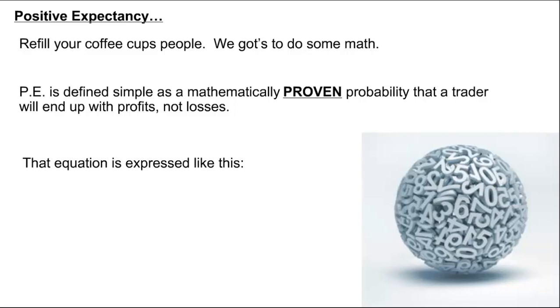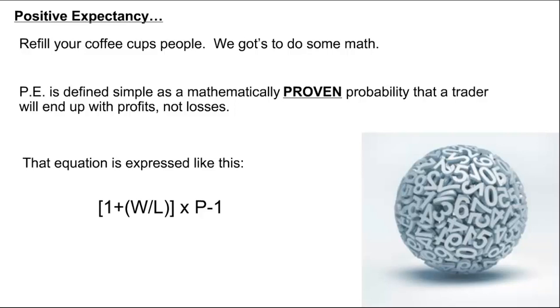So positive expectancy is defined as a mathematically proven probability that a trader will end up with profits, not loss. Now, how much profit? I have no idea. Depends on what the expectancy of the model is. But when you have positive expectancy, you have a mathematically proven probability that if you do the same thing over and over again, you will have a profit rather than a loss at a given period of time. Everybody got it?